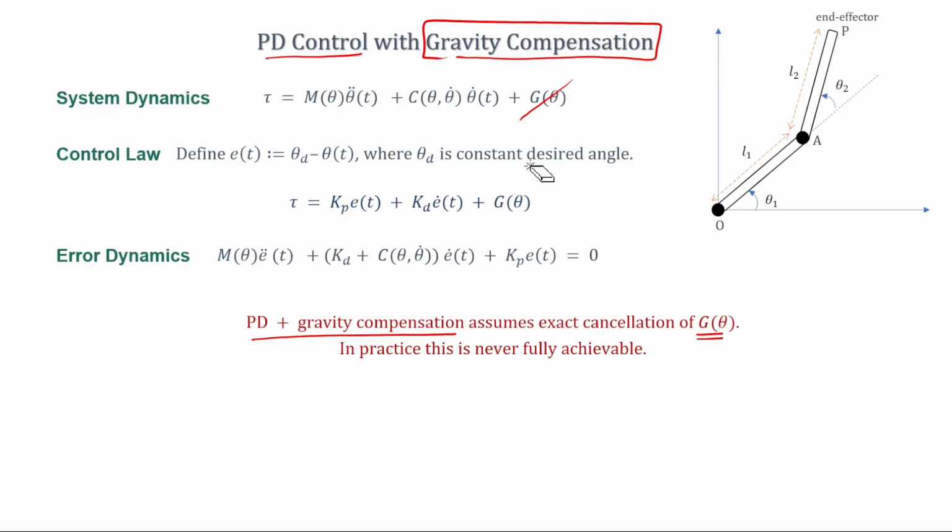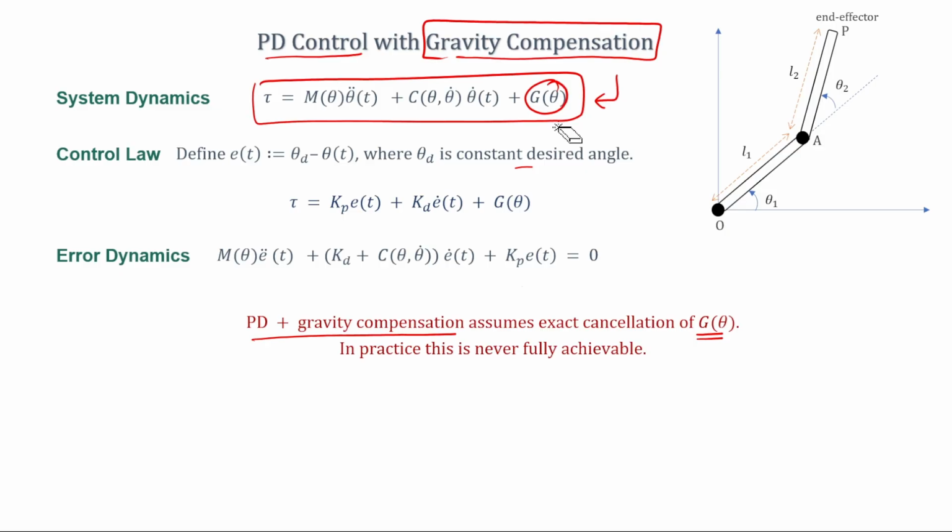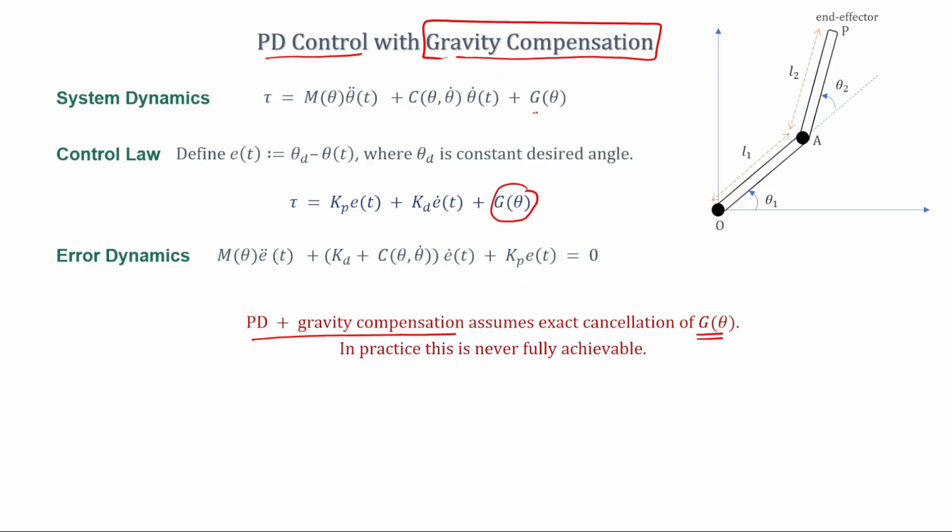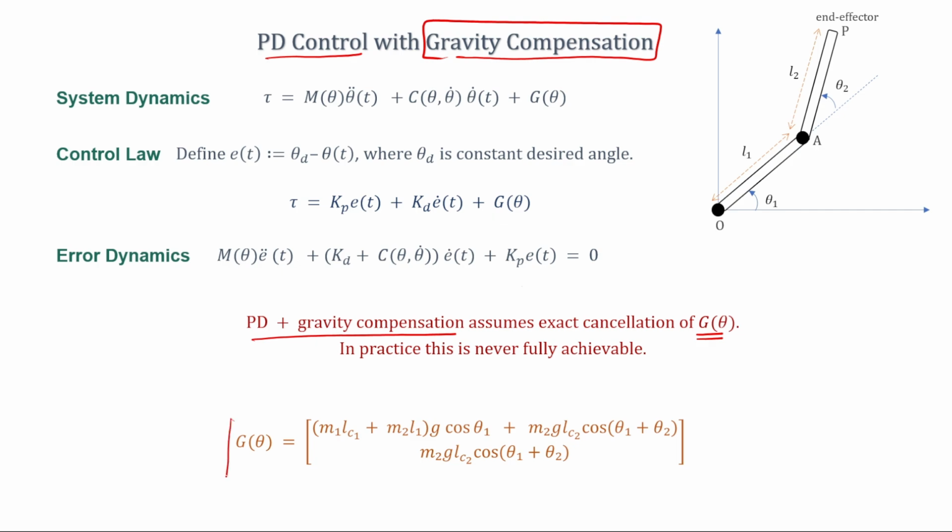Now in PD control with gravity compensation, the assumption is that g theta completely cancels this out. Okay, but you can understand that this is the model of the system and you already know that a model of a system is never accurate, which means that the g theta that I am finding out here will never be accurate. The same way, the g theta that I am getting here will never be able to cancel it out completely.